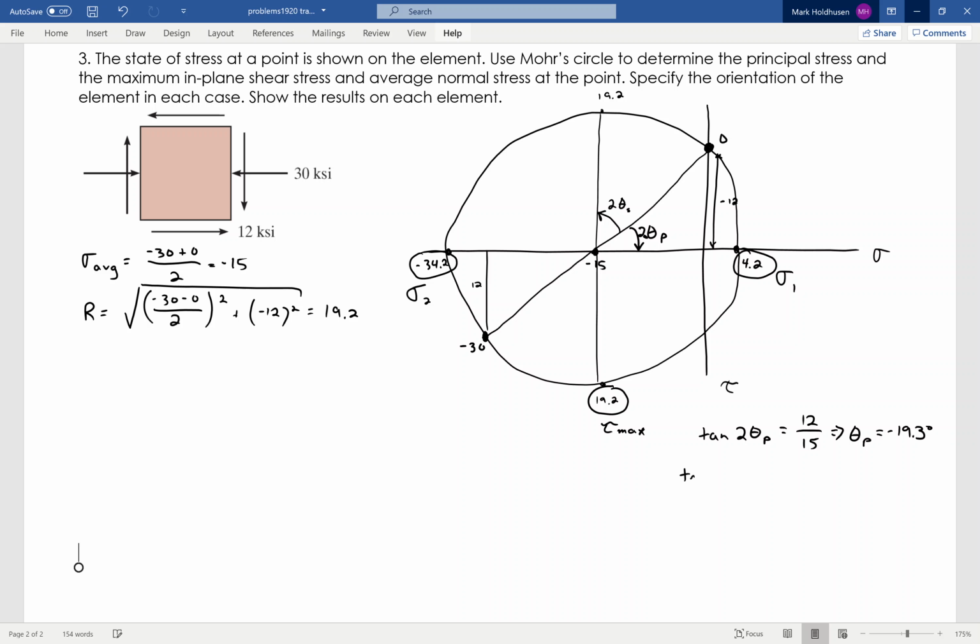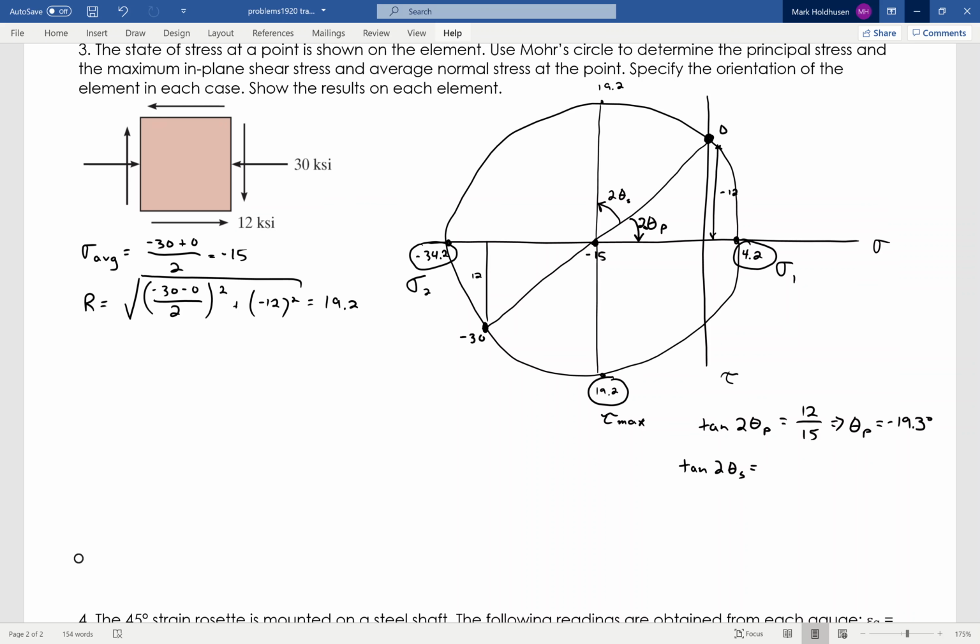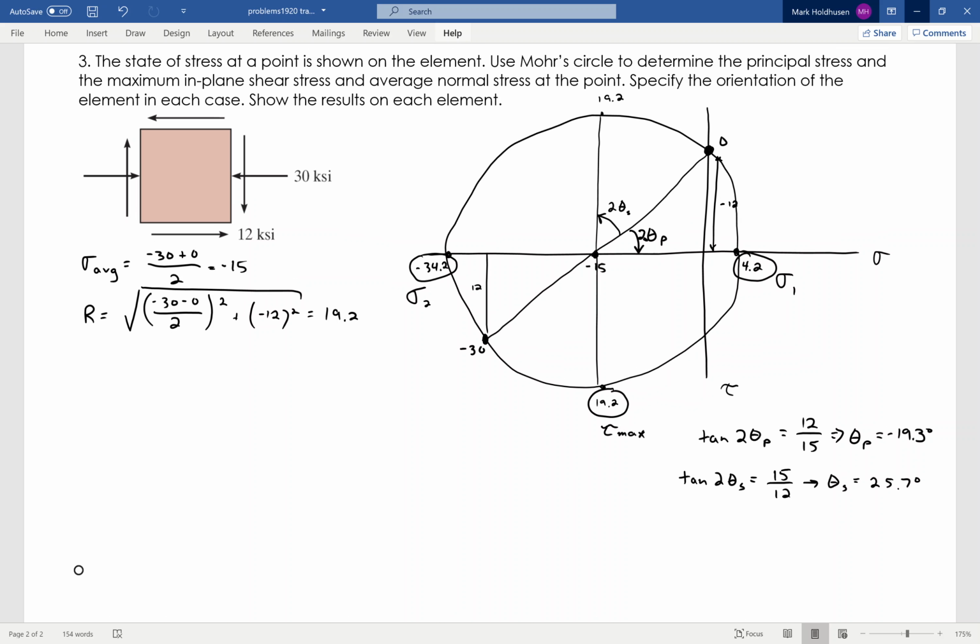I can do the same thing with the maximum shear to find that angle, and it's just going to be the flip of that, which is going to be 15 over 12 to get to that angle, which then gives me that max shear angle to be 25.7 degrees. So this is just kind of a graphical way to figure out the orientation.